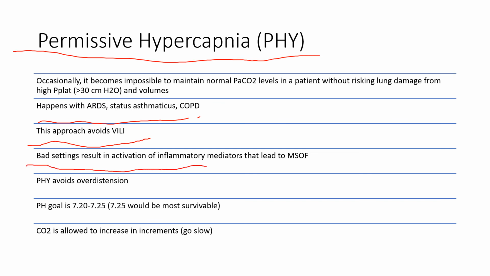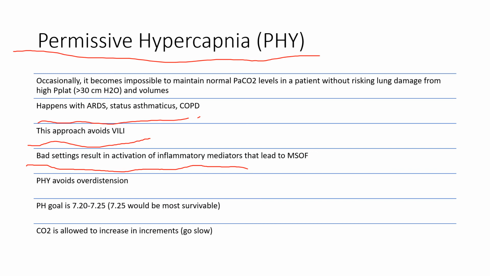Bad settings result in activating inflammatory mediators that lead to multi-system organ failure. So, if plateau pressures remain high and we're causing ventilator-induced lung injury, you can actually cause more than ventilator-induced lung injury. You can actually cause your patient to develop multi-organ system failure. So that's going to be one of the things that we'll have to look at there.